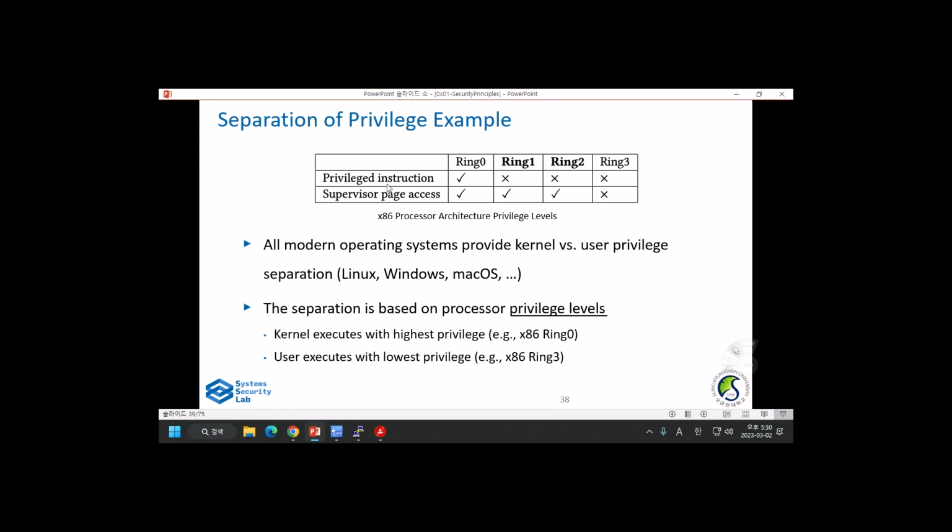So if you recall the x86 instructions from system programming, besides the instructions that you learned, there are privileged instructions that only the kernel can use. So since you cannot use these in the user space, you can only do certain things there. If you try to execute these instructions in the user program, the program crashes. And of course, you cannot access supervisor pages.